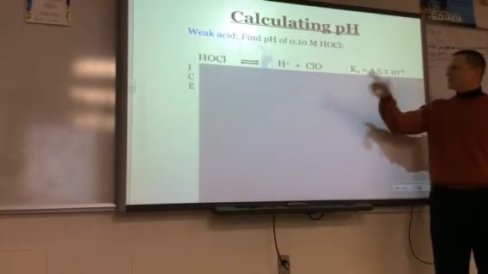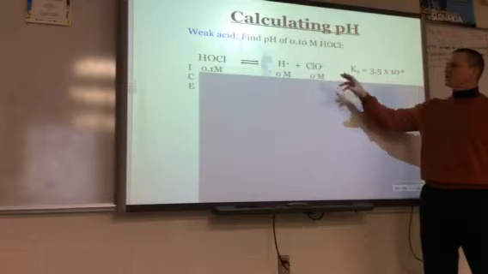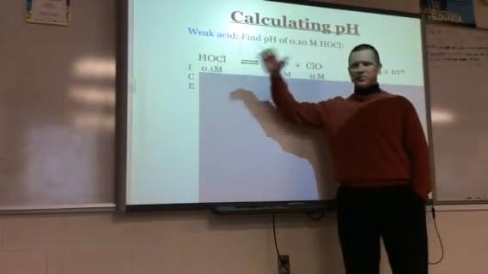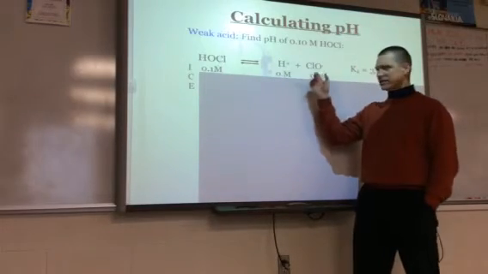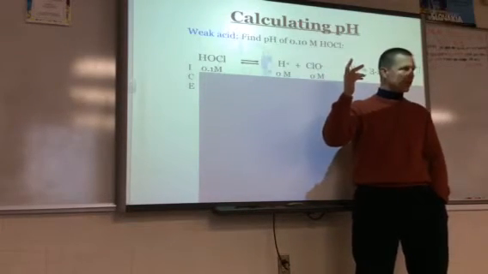So you can see an ice table is made. In our initial line, the HOCl has been dissolved, has been measured out 0.1 molarity. Initially, the hydrogen and the ClO are at 0 because it hasn't broken apart yet.